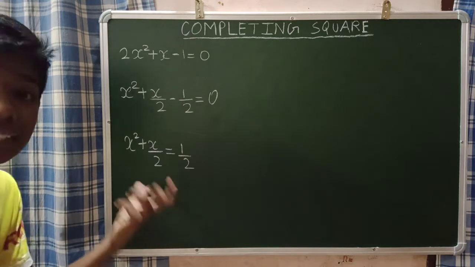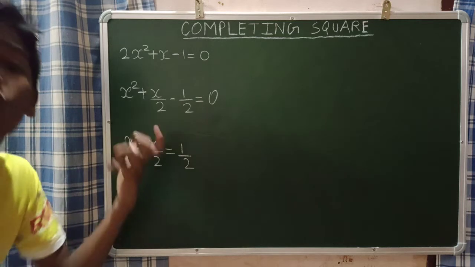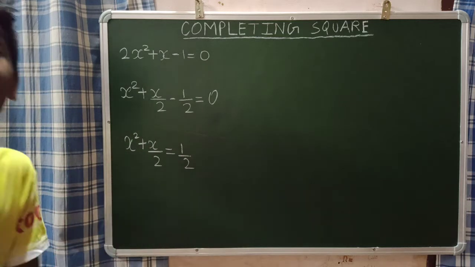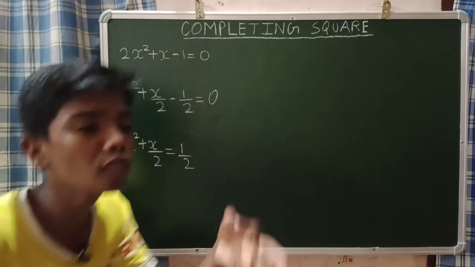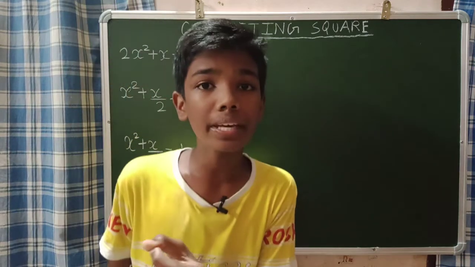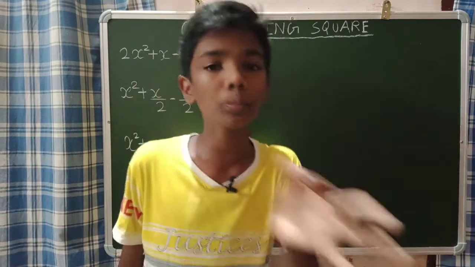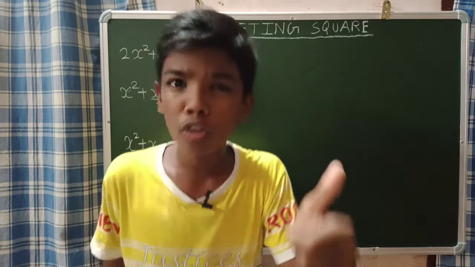Now, the next step is to find the coefficient of x. That is nothing but the value of b in the form ax squared plus bx plus c is equal to 0, which is the coefficient of x.